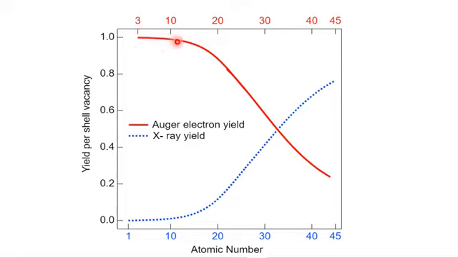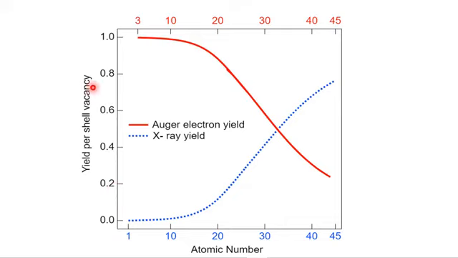The red line indicates that the number of Auger electrons released from elements with a lower atomic number is high, and it decreases as the atomic number of an atom increases. It is in contrast to the X-ray yield. An element with a higher atomic number will have a higher X-ray generation as compared to an element with a lower atomic number.